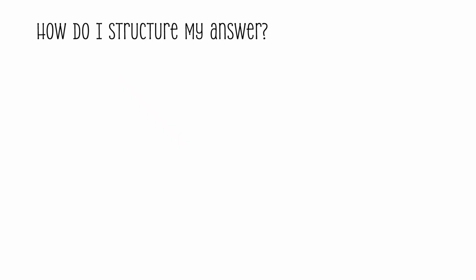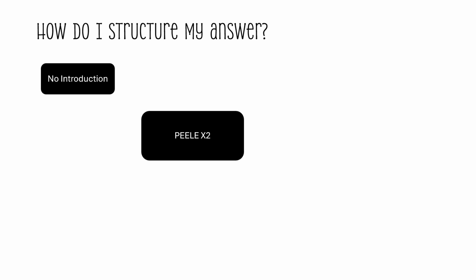Okay, how do I structure my answer? So an A-star student would know this already: no introduction. Do not waste your time on the 10 marker with item questions using an introduction. It is not needed. You will need 2 paragraphs, and they should follow some kind of PEEL structure. So making a point, explain that point, back it up with examples, link back to the question and the hook before you evaluate explicitly.